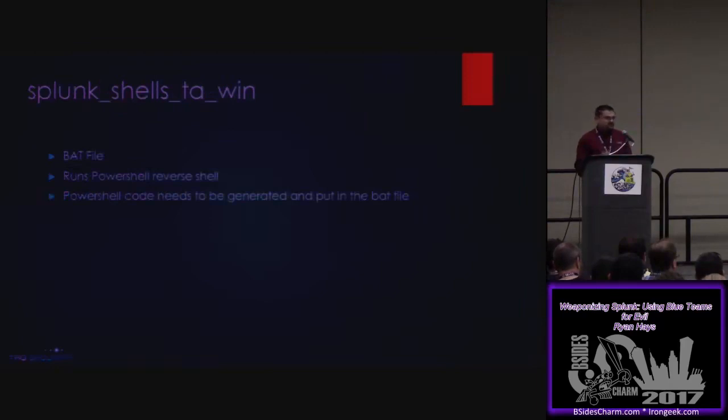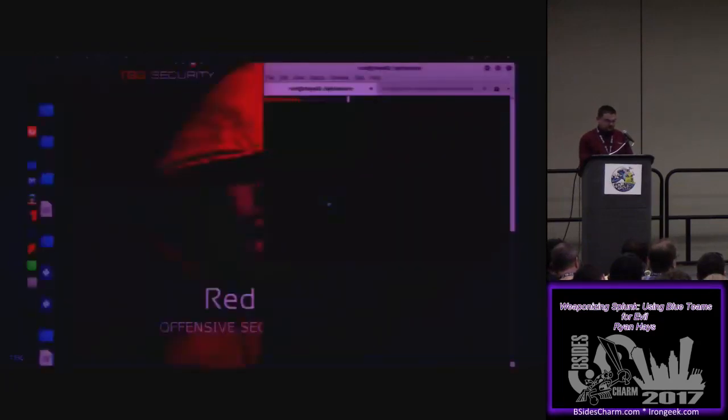So the Windows add-on uses a batch file and just runs PowerShell code. I'm actually using the TrustedSec Unicorn program to generate that, and it just generates an obfuscated payload for a reverse interpreter shell. And the Linux one is just a basic Python one, and again, I'm not trying to hide anything, it's all just proof of concept. So let's see what that looks like.